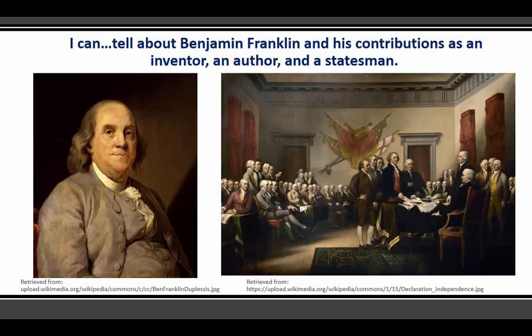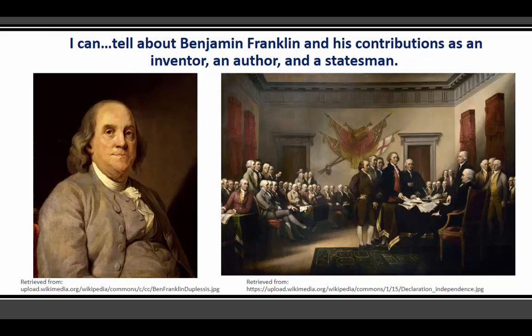He is known for map making, experimenting with electricity, and inventing useful items including bifocals and the Franklin stove. He started the first public library and the first fire department.